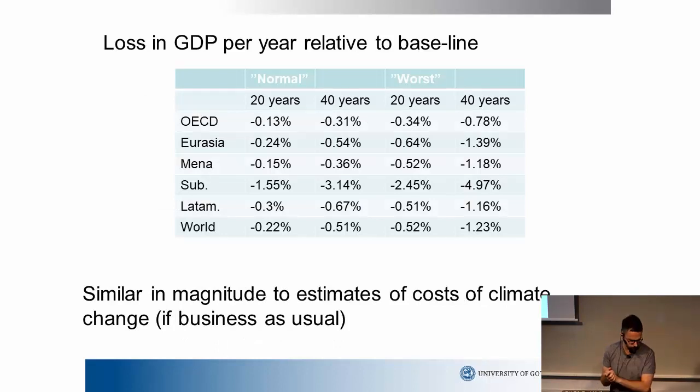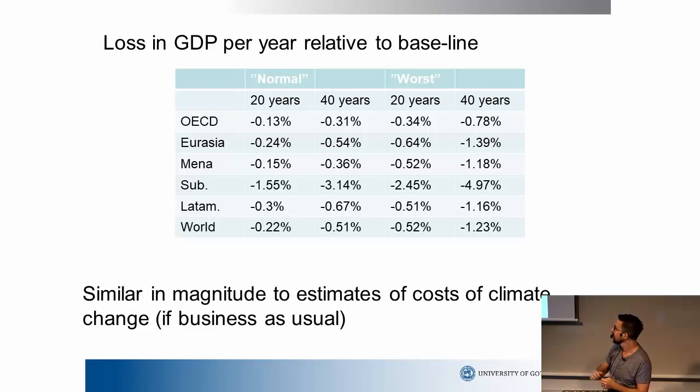And I'm just going to show you one table. So this is loss in gross domestic product. So this is loss in economic activity compared to the baseline, which is if everything is as it is today. Okay? And the focus is not on the actual precise numbers here, but basically you can see that the cost would first of all depend on which region we look at, but also they would depend on the time horizon, and they would depend on whether it's the worst case scenario or the normal scenario.